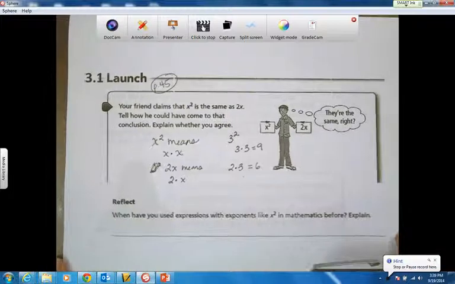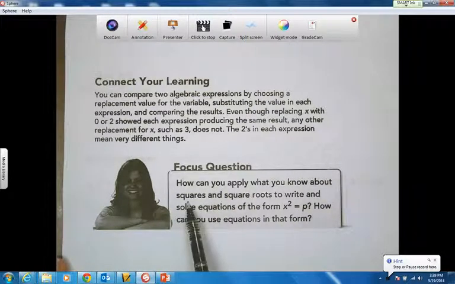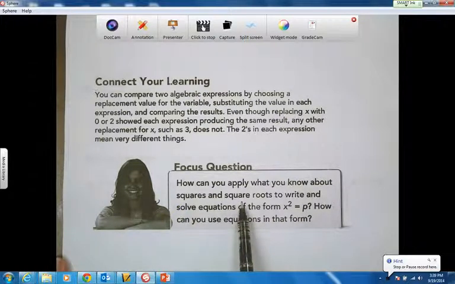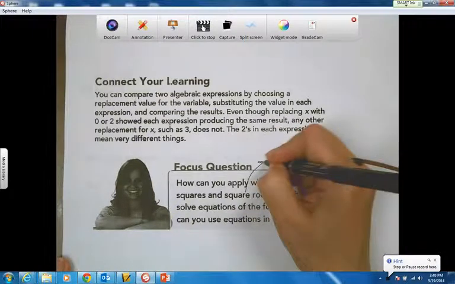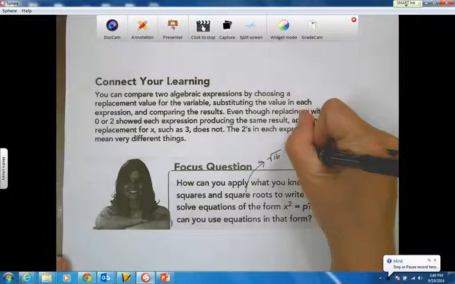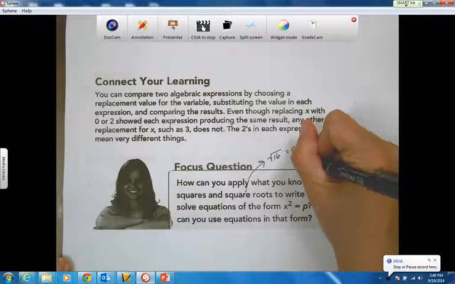All right, so connecting our learning today. Our big idea here is how can you apply what you know about squares and square roots to write and solve equations of the form x squared equals p. We talked about square roots a little bit in topic 1. We looked at square roots that were rational and square roots that were irrational. This one would be rational because the square root of 16 is 4, meaning it was 4 times 4, which is 4 squared. That's what we're going to be working on today.